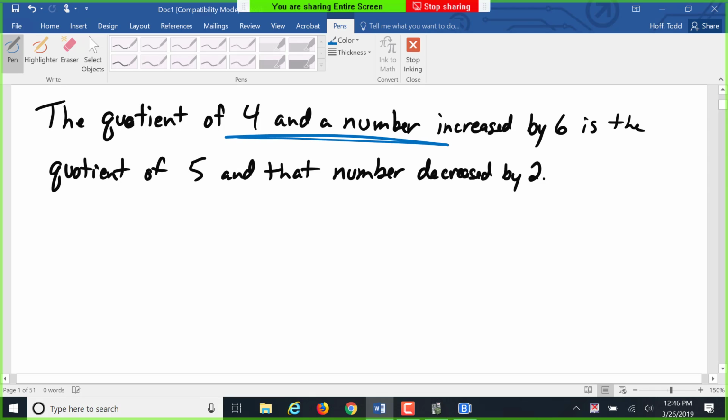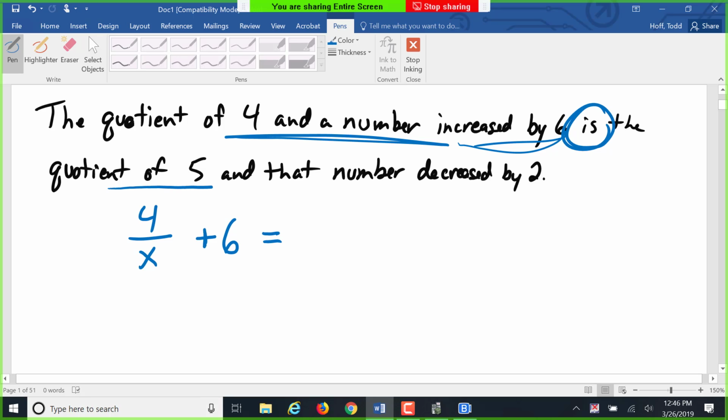So the quotient of 4 and a number, that's actually going to be 4 divided by x, increased by 6, plus 6 is, that's my equal sign, quotient of 5 and that number, so that's 5 divided by x, 5 over x, decreased by 2.